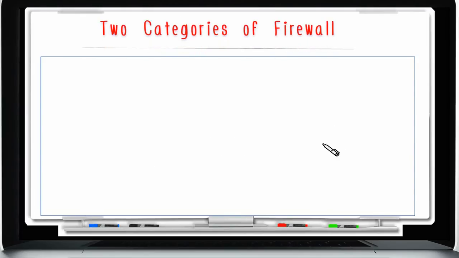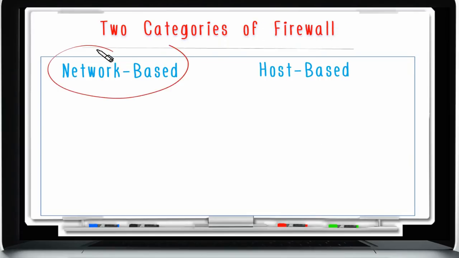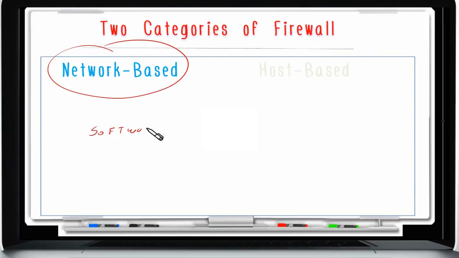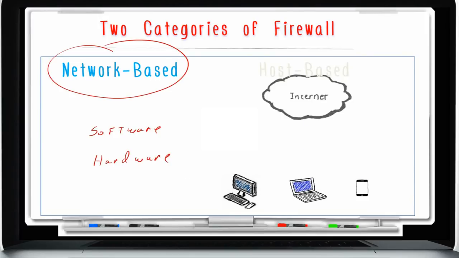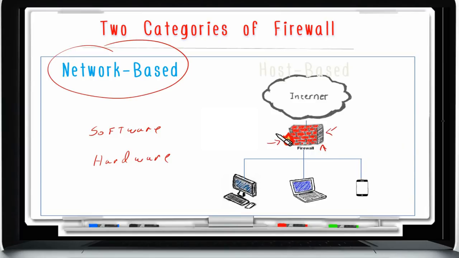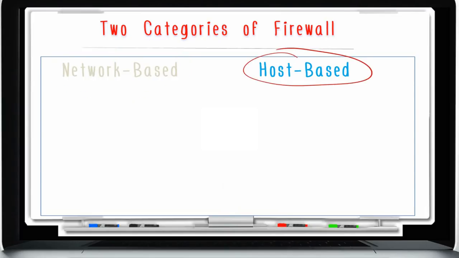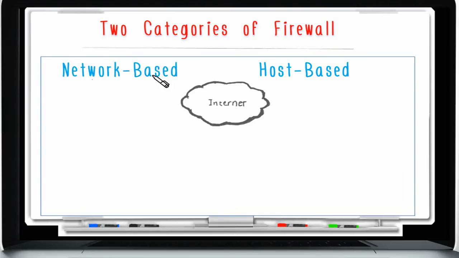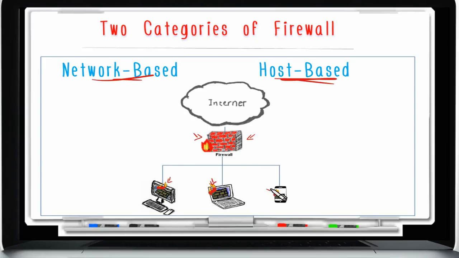There are two primary categories of firewalls: network-based firewalls and host-based firewalls. In network-based firewalls, you usually have a software or hardware-based appliance at the perimeter of your network to protect your internal hosts. In host-based firewalls, you have firewall software running on each individual PC to protect the hosts from being compromised. Most organizations will either use one of these two methods, but combining both the network-based firewalls and the host-based firewalls will give you the best and optimal security on your network. In this video series, I will be focusing on network-based firewalls.